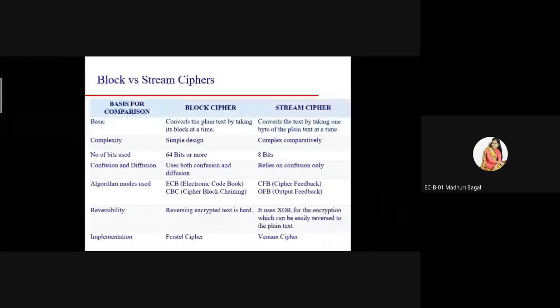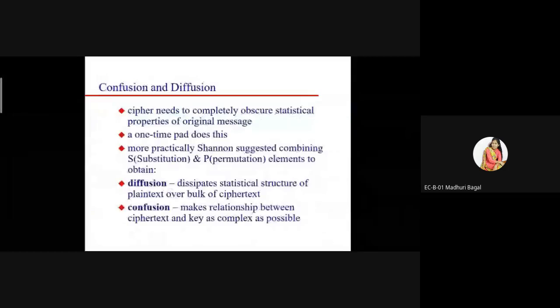And in order to implement these two ciphers, the block cipher can use the Feistel cipher, and the stream cipher can use the Vernam cipher. Okay, so for implementation purposes, the block cipher can use the Feistel cipher and the stream cipher can use the Vernam cipher. The most important point in this difference is the concept of confusion and diffusion. So now we'll understand the concept of confusion and diffusion.